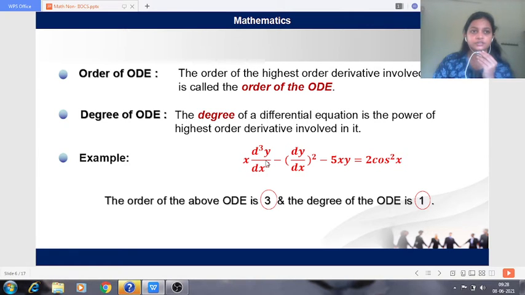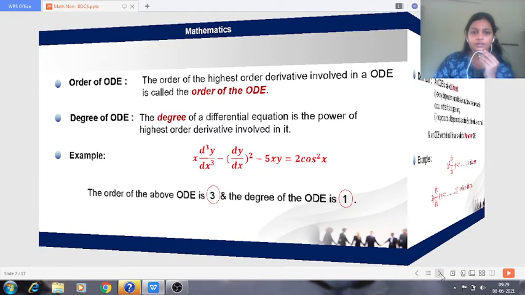Here in this equation, third order derivative is present, and which is the highest order derivative. So the order of this equation is 3. And what is the degree of this equation? Third order derivative, that is highest order derivative, involves or contains power 1. So the degree of this ordinary differential equation is 1. That is, the order of the ordinary differential equation is 3 and the degree is 1.